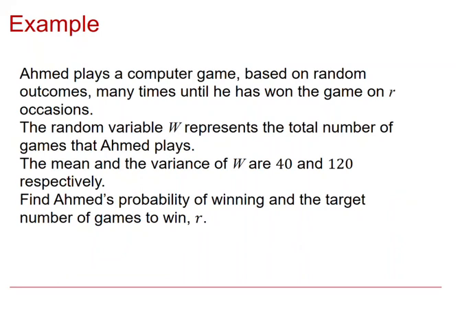This second example is quite different, and again I suggest you pause for a moment and just read through the example so you can have a think for yourself about what information we're being given. So the final paragraph of this example asks us to find the probability of winning P for any one game, and the target number of games to win R, because Ahmed's going to keep playing until he's won the game on R occasions. The information we are given are the values for the mean and the variance. So in some ways this example is the other way round to the previous example we looked at.